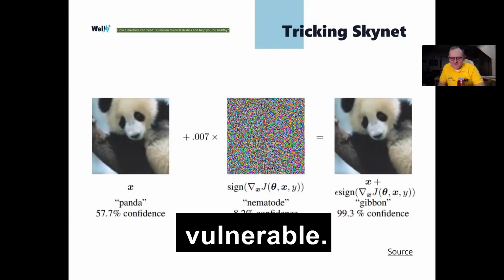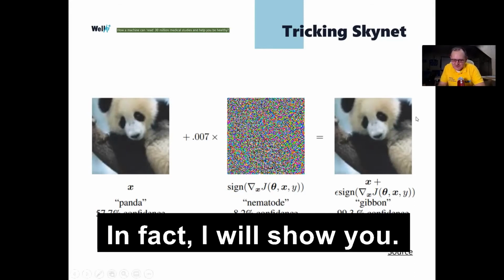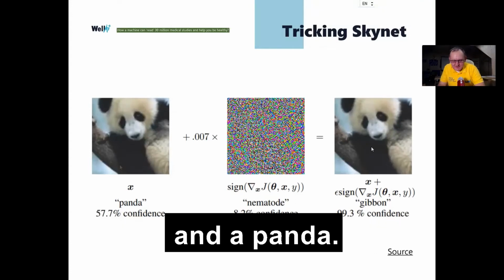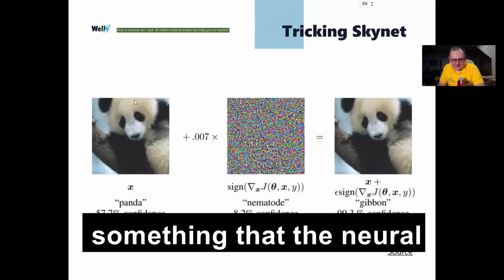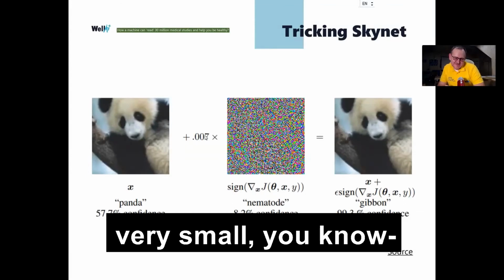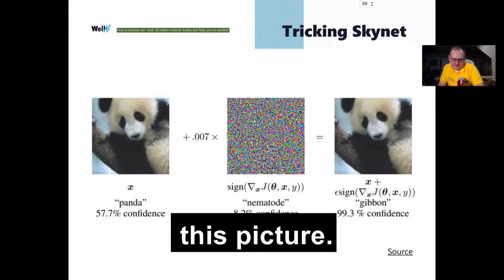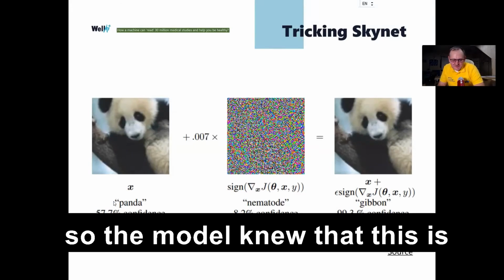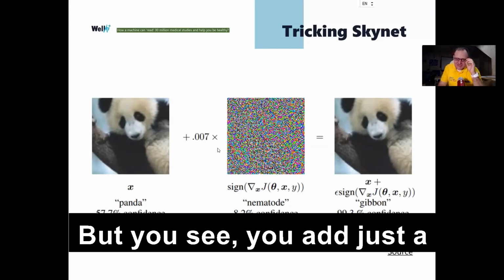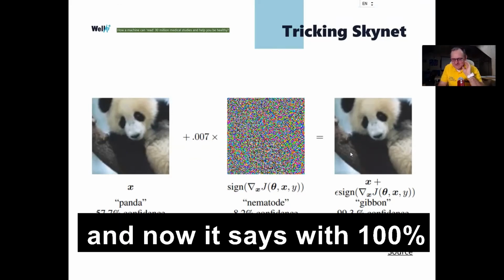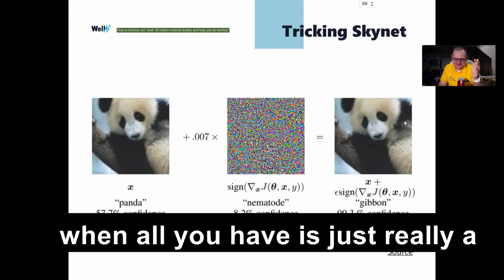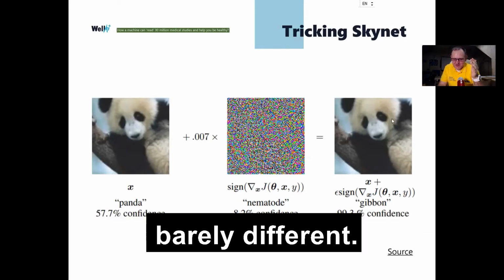Neural networks are very vulnerable. In fact, I will show you. What does this picture say? Well, you have a panda and a panda. You can take something that the neural network knows and add a little bit of noise. You see this 0.07, it's just a very small amount you multiply into this picture. The model knew that this is a panda. It had 60% confidence, but you add just a little bit of noise, and now it says with 100% confidence that this is a gibbon. When all you have is really a panda. I mean, this picture is barely different.